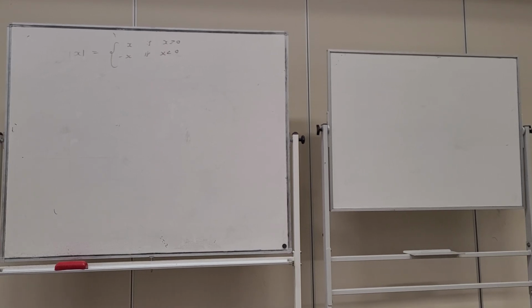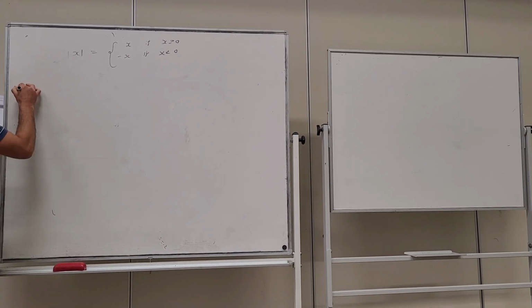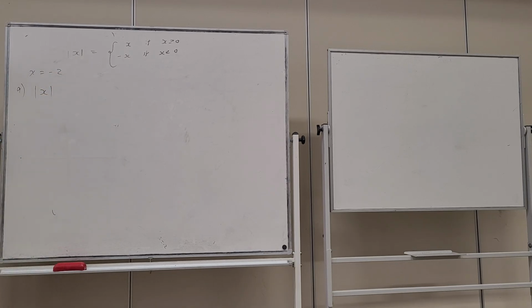So it'll start pretty easy. We have x equals minus 2, find the modulus of x. This means find the modulus of minus 2. What's the size of it? 2. Okay? If you put the minus 2 in there, and you make it positive.